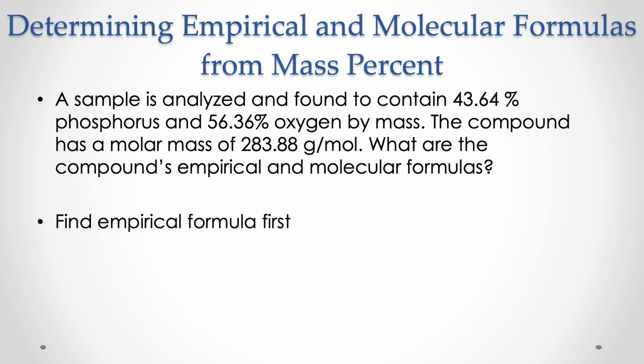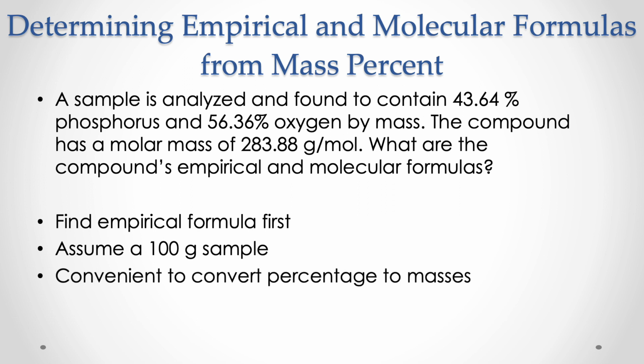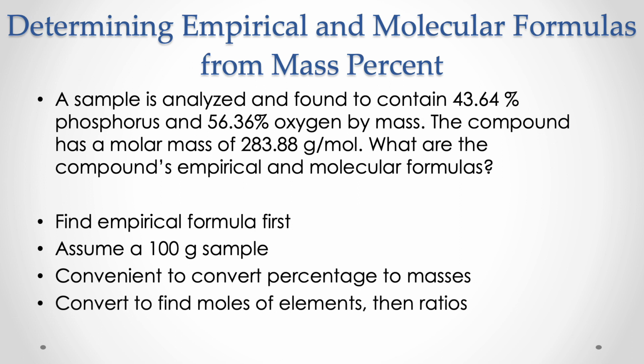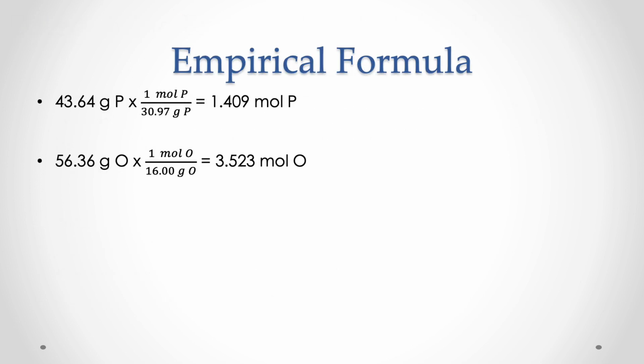Let's find the empirical formula first. When dealing with mass percent, it's easiest to assume a 100-gram sample, because it is convenient to convert percentage to masses. Then we can convert to find moles of elements, then ratios. Based on percentages, a 100-gram sample will have 43.64 grams of phosphorus and 56.36 grams of oxygen. We can find the moles of each element next.